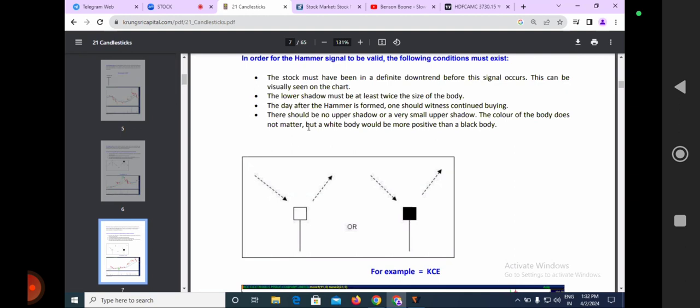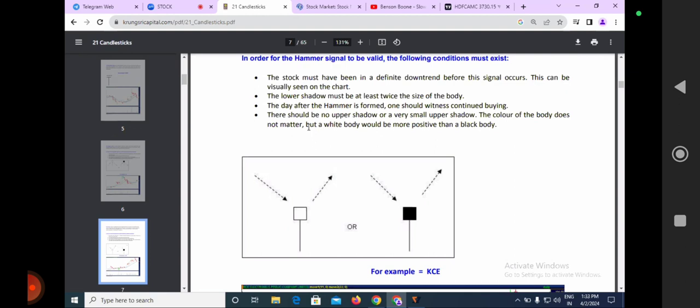See, a hammer candle can be valid only when the stock or any other script is in a downward trajectory. The second condition is that the shadow formed below the body of the candle should be twice the body of the candle. After this hammer candle is identified, you can expect the market to go upside. If the stock is in a downtrend and you can identify a hammer, obviously the impact is that you can expect the market to rally upside.